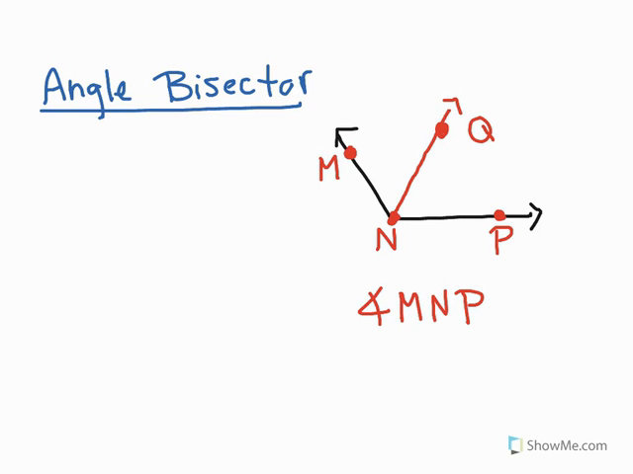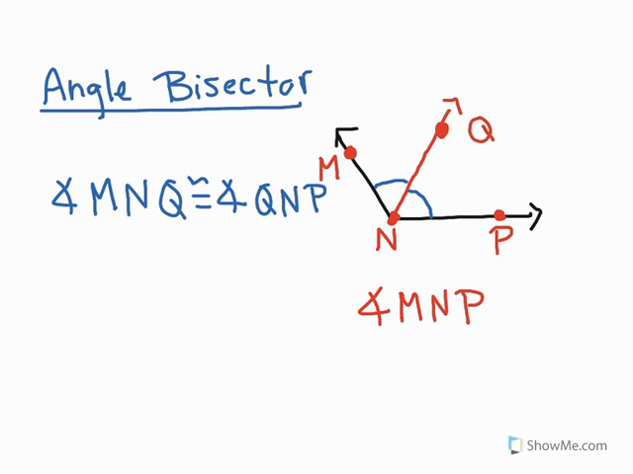Well, in this case, instead of using tick marks, we're going to use what's called arc marks. So I'm going to draw an arc mark here and an arc mark here. And as long as any two angles, or several, have the same amount of arc marks, you automatically know that they are congruent. So I'm going to go ahead over here and I'm going to write my notation. I'm going to say that angle MNQ is congruent to angle QNP. And that's all the vocabulary that we're going to do for section 1.7.